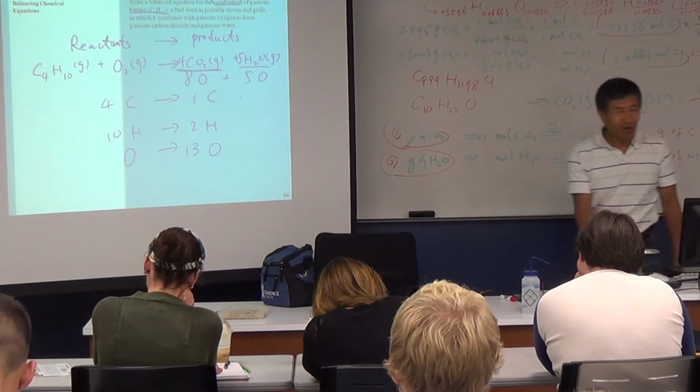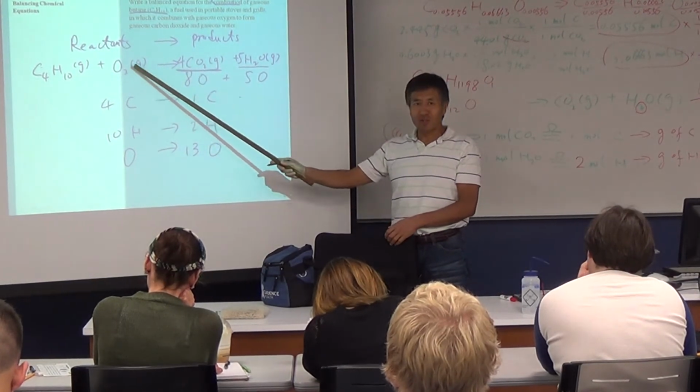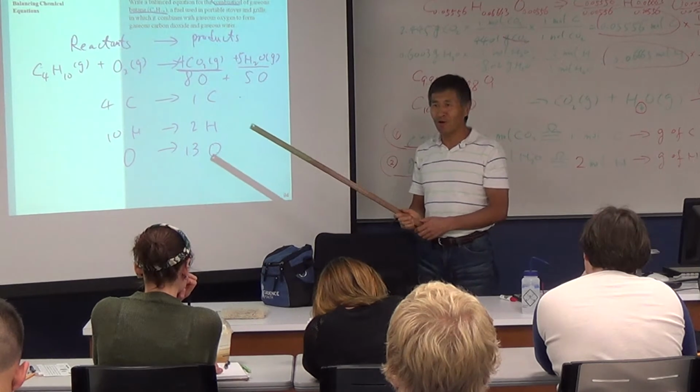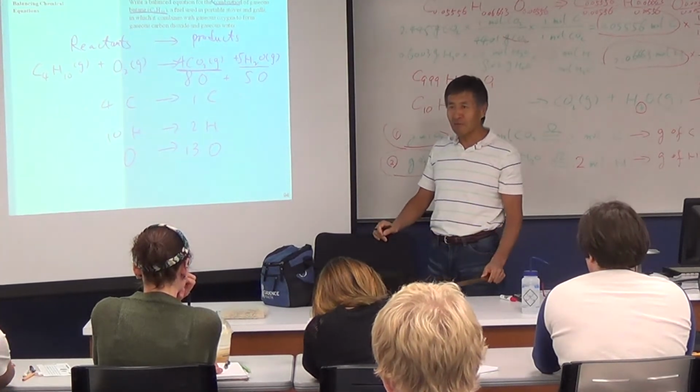So how can you make a 13 from 2? Because on this side, you cannot break this O2 into single O's. So how can you make a 13 from this 2 as a pair?